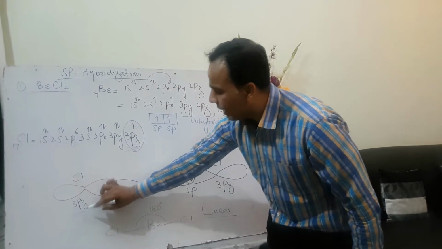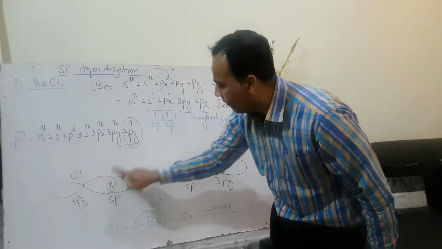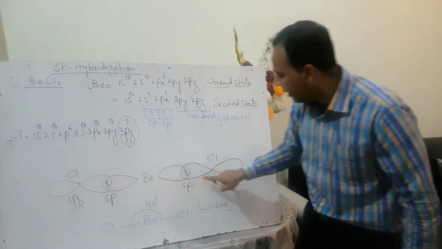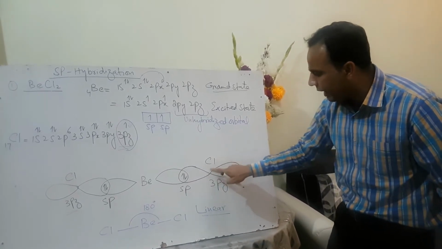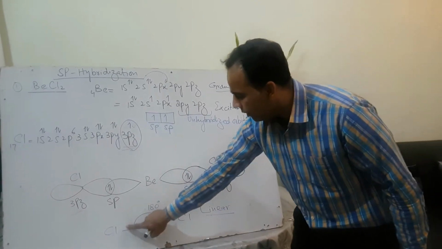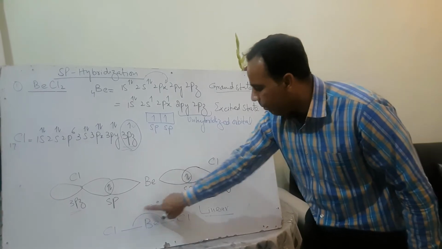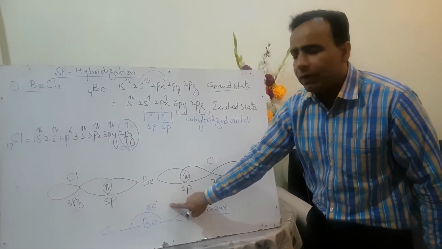The 3pz orbital of the chlorine atom, which has one electron, will attach here on this side, and the 3pz orbital of the other chlorine atom will attach here on this side, and in this way the structure of beryllium chloride is linear and the bond angle will be 180. Bond angle will be 180.